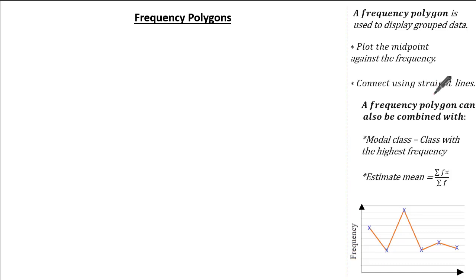Frequency polygons can also be combined with identifying the modal class, in other words, the class with the highest frequency, or paired with calculating the estimate mean. And remember, to work out the estimate mean, it's sigma fx over sigma f. So knowing this, let's have a look at some past exam questions.